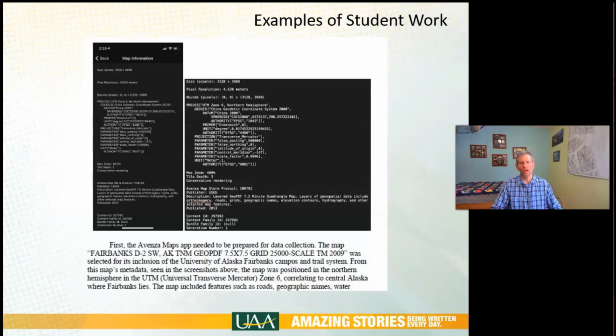So here are some examples, and I just have a couple of shots here from one student. This shows the metadata being collected, and then just a little snippet of the discussion that she made of the metadata here.